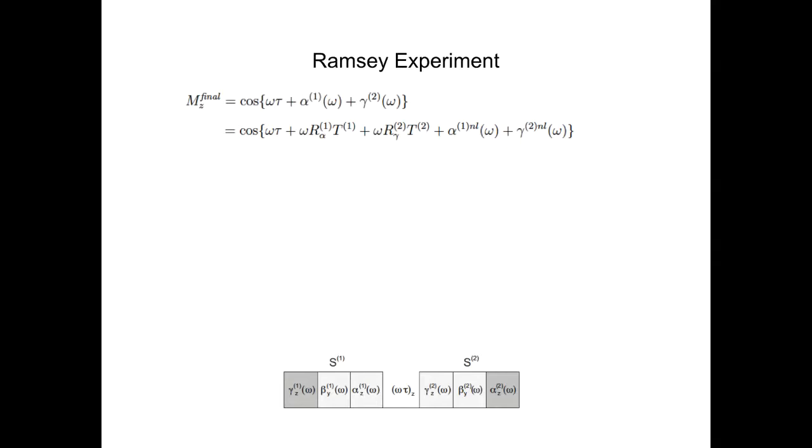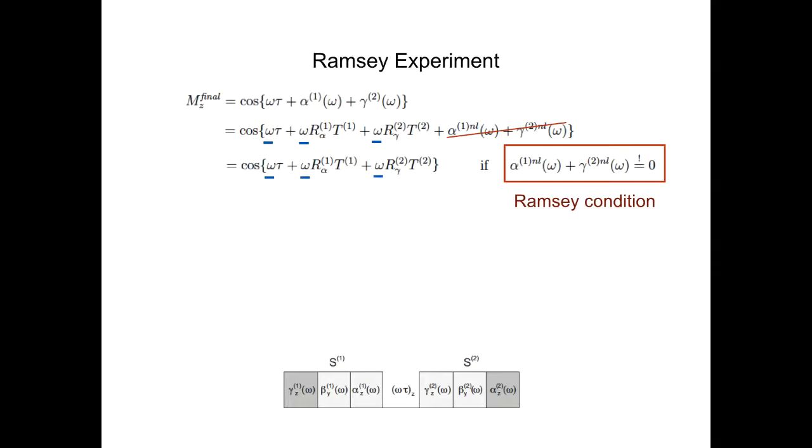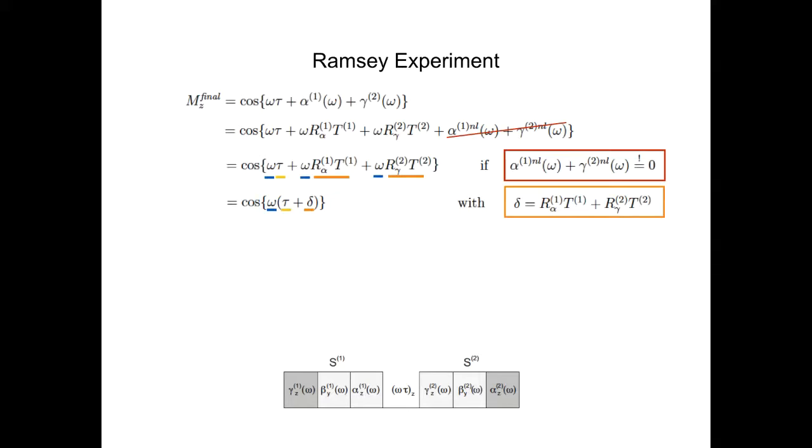And so we can write the final magnetization in terms of all these terms. Some of them we can combine. And basically here we get then this Ramsey condition that the sum of these nonlinear terms has to be 0 in these Ramsey experiments. So if we combine this and actually define delta, it's actually a time, as these orange terms. So this R factor corresponding to the alpha angle times the duration of the first pulse and this factor, then we get basically a time shift, which, as you will see in a second, corresponds to a small translation of the echo.